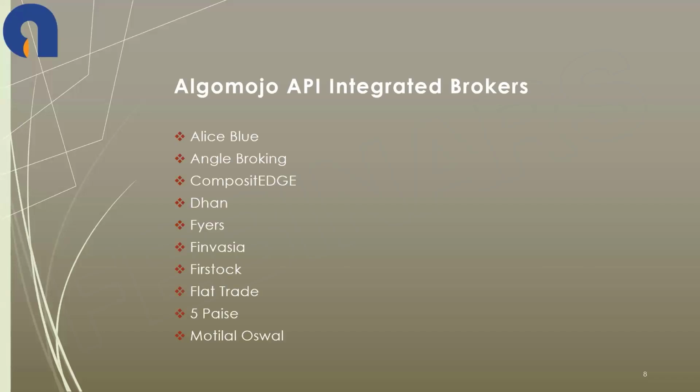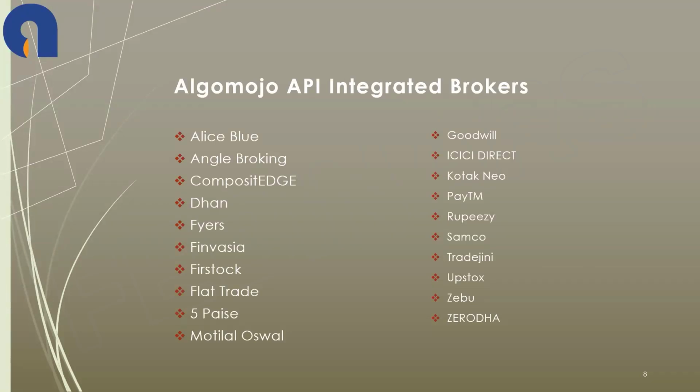We have integrated as of now our platform with close to about 20 to 23 brokers. Some of the names are Angel, Alice Blue, Dhan, Fyers, 5paisa, and Zerodha also. Now, if you use our platform, Algomojo, to open an account with any of these brokers that we have completed the API integration with, you will get our services completely free of cost for life. So there are no additional charges if you open a new account with these brokers using Algomojo. I'll show you how to do that also.